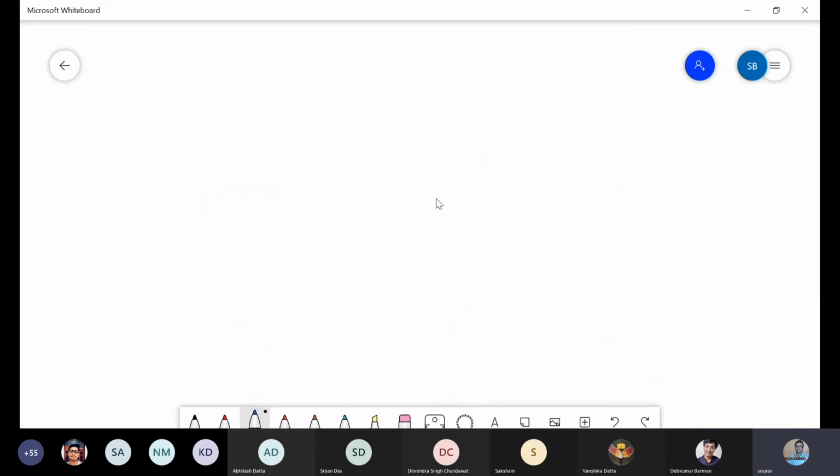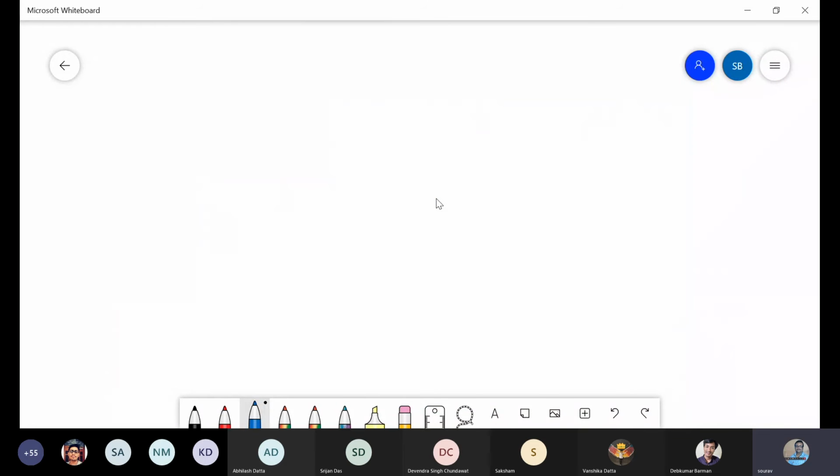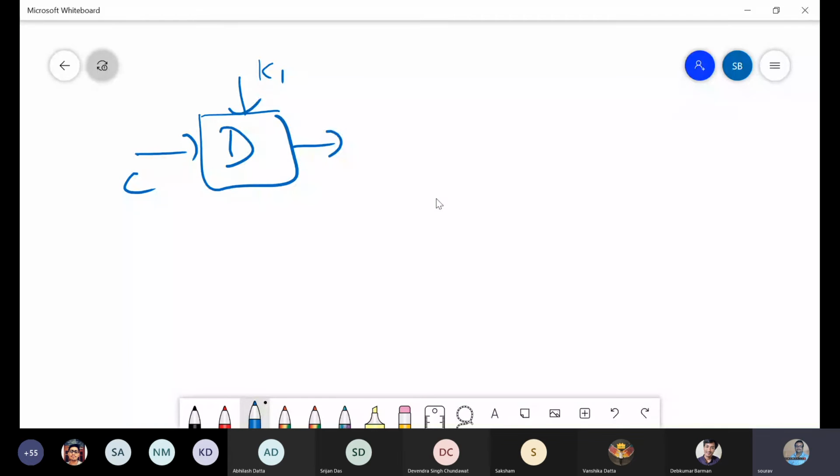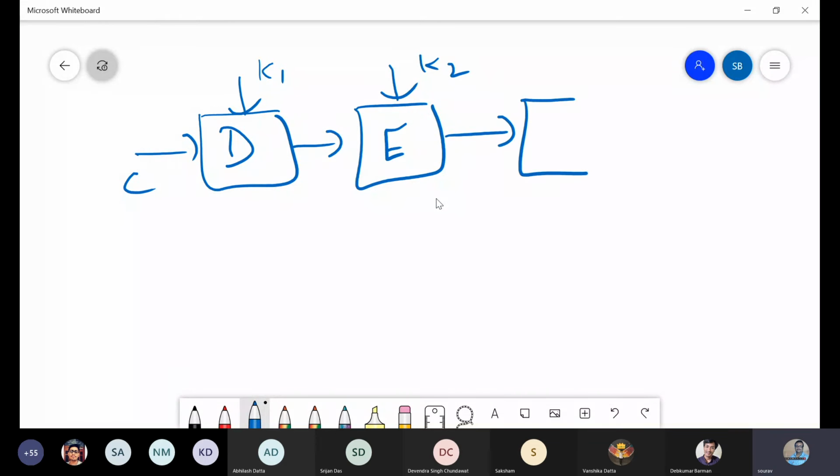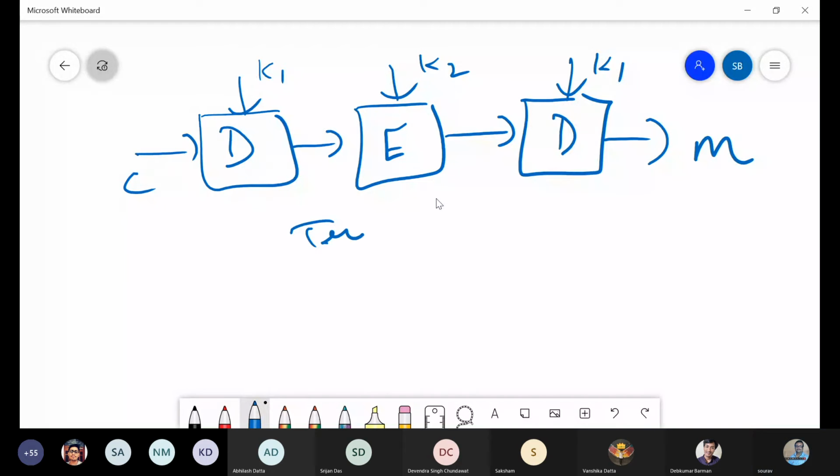So Bob will first, using K1 on C, do the decryption, followed by encryption using K2, and then followed by decryption using K1, and Bob will get back the message. So this is triple DES decryption.